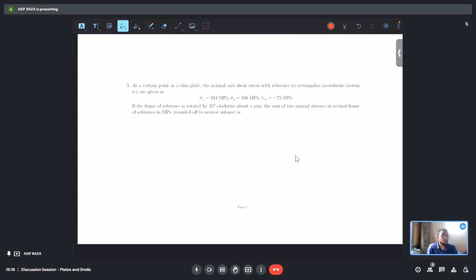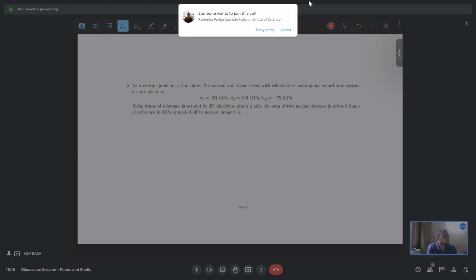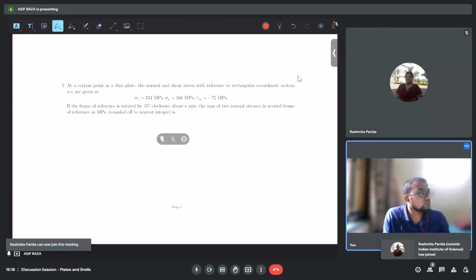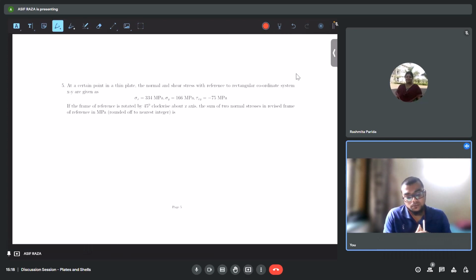So let's move on to the fifth question. The fifth question says, at a certain point in a thin plate, the normal and shear stress with reference to rectangular coordinate system x and y are given as sigma x is equal to 334 megapascal, sigma y is equal to 166 megapascal, and shear stress is equal to minus 75 megapascal.